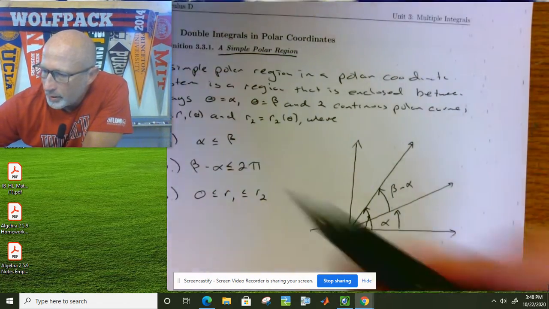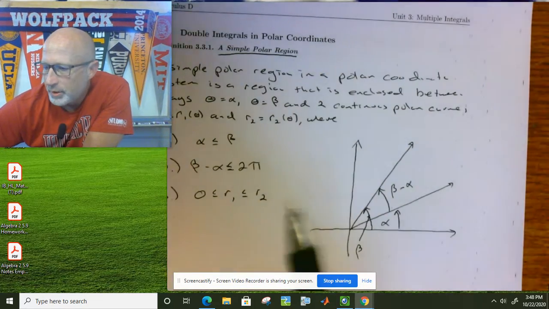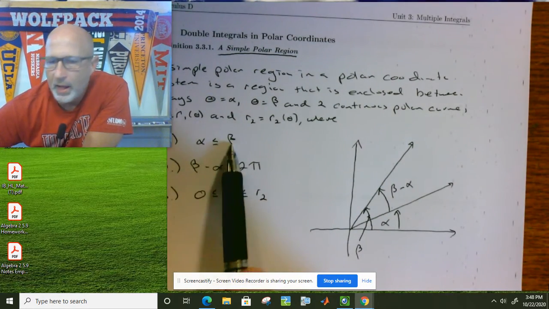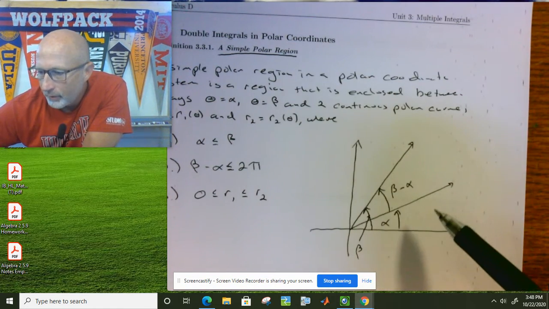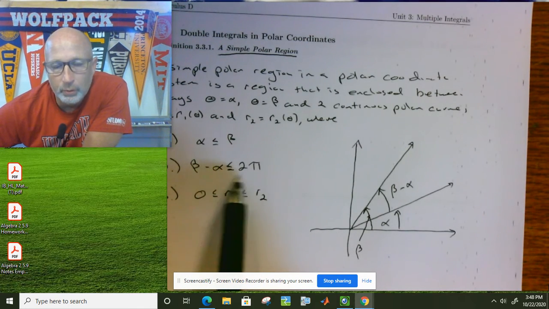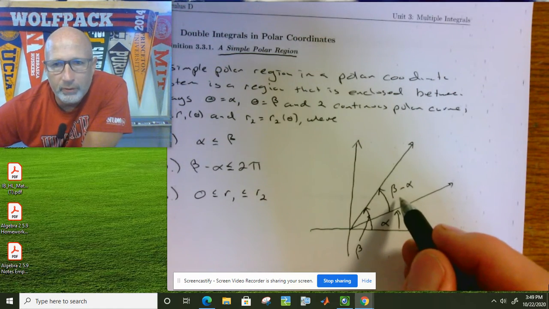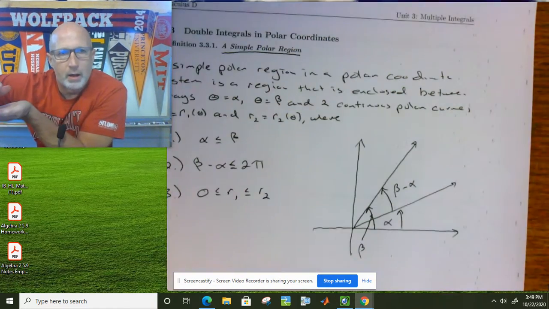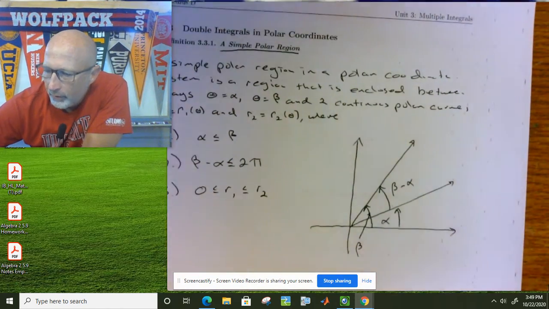Why these conditions? It's basically just to make things work out nicely, right? If you have a situation where alpha and beta flip-flop, the difference between the two might be negative or positive. Why is beta minus alpha less than or equal to 2 pi? Because this angle has to be less than 2 pi. If it's bigger than 2 pi, it's going to rotate back on top of itself. So we have to leave that alone. And then just for convenience sake, we're going to say R1 is less than or equal to R2.